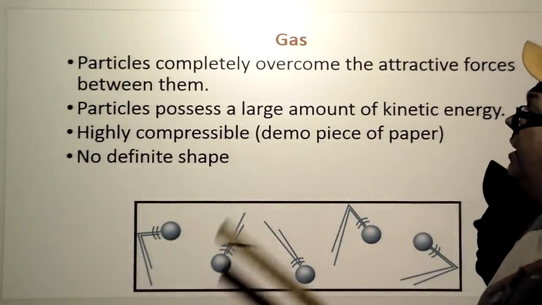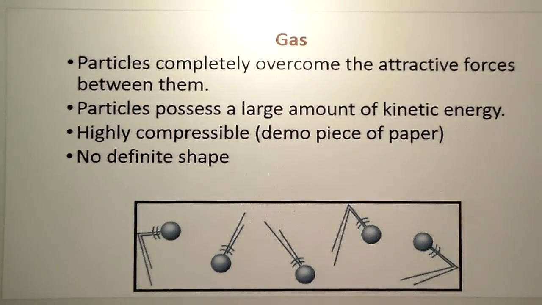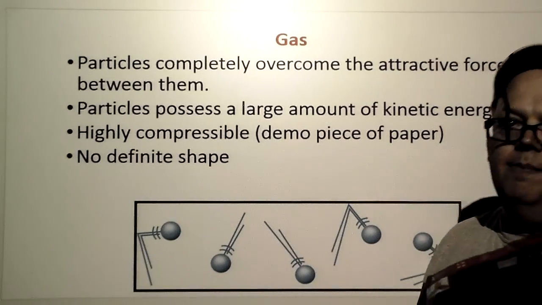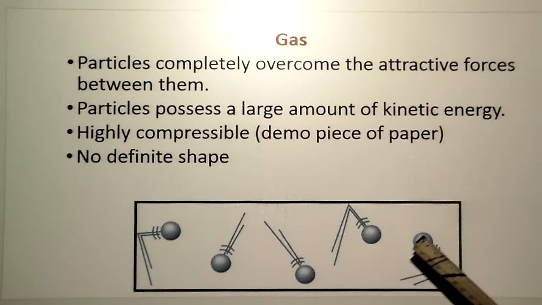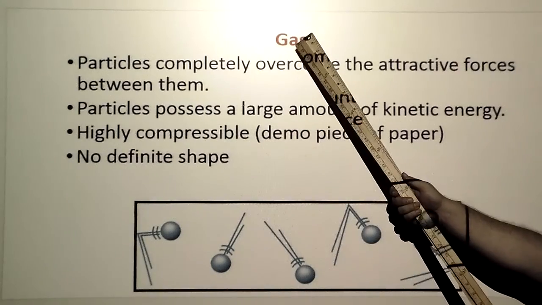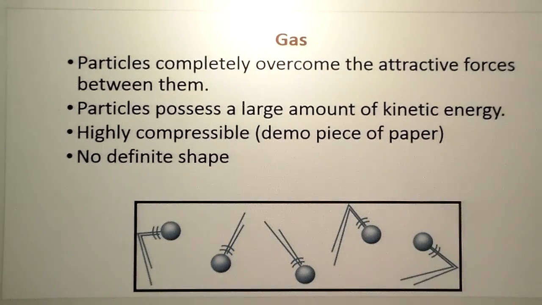Okay? Now, on the other hand, if the particles completely overcome the attractive forces between them, it's like, I am out of here. Okay? So what happens is those particles, they have a lot of kinetic energy and they're running around. They're also highly compressible when you look at a gas. Okay? There is no definite shape with gases. Whereas you have a shape with a liquid, you have a shape with a solid.